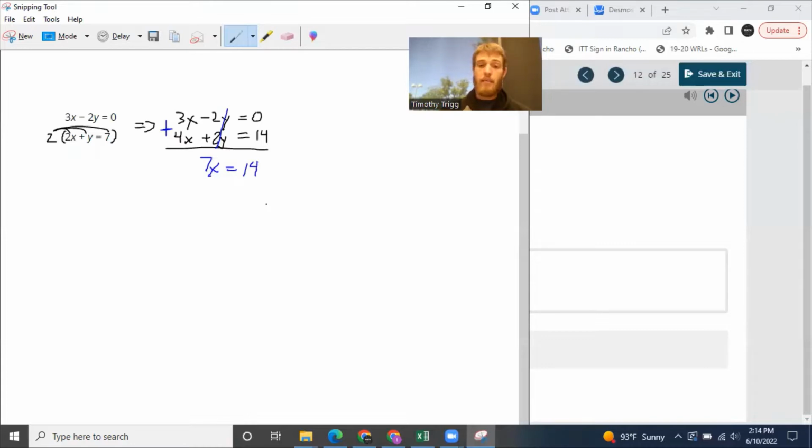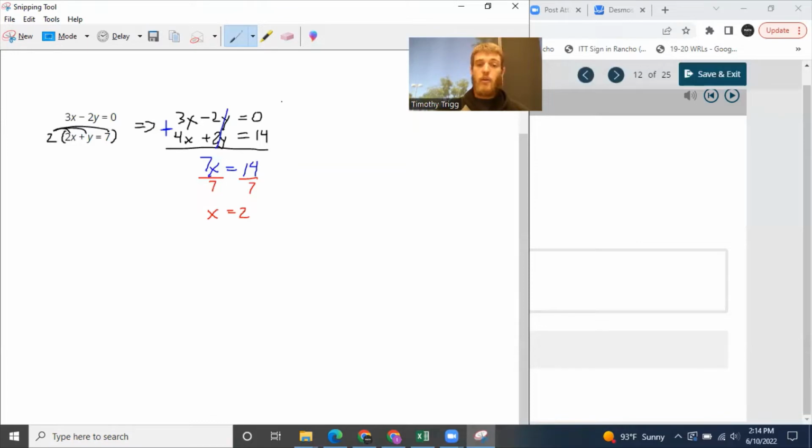Now, once we've eliminated the y's, it's very easy to solve for x. How would I solve for x from this point? Well, I would divide both sides by 7 to get x by itself, giving us that the value of x is 2. Okay. Now we have our x value. See how fast that was? It's much faster than substitution in many cases.